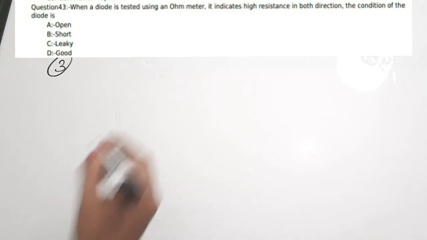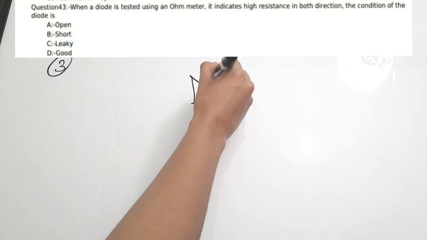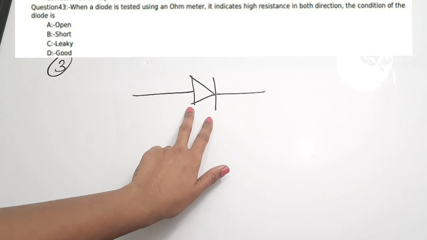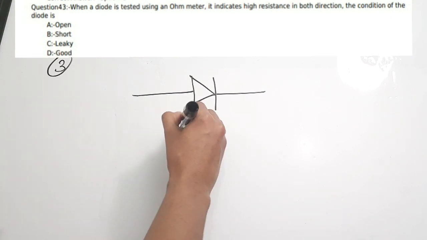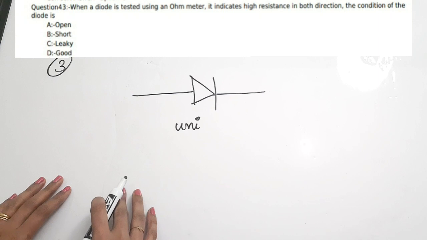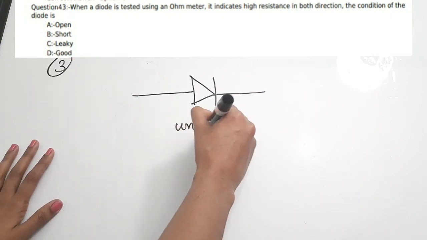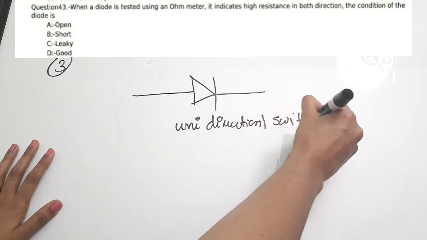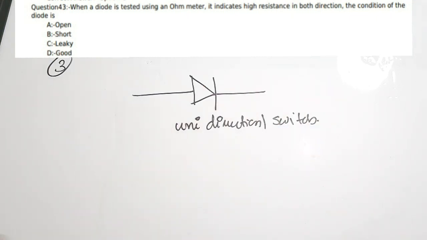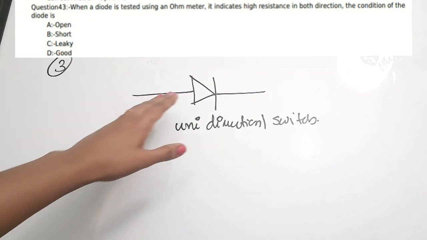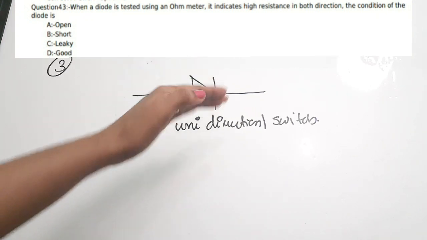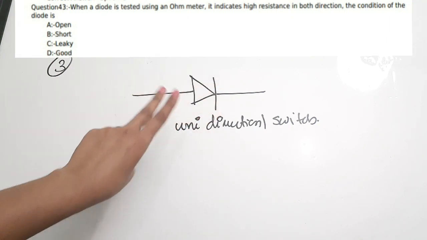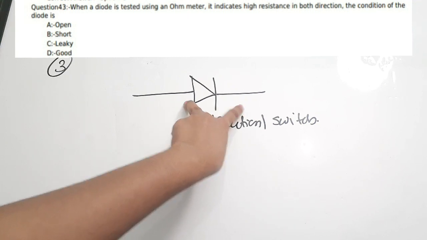So you can denote a diode like this. There is an anode, there is a cathode. This diode, a very basic diode or a PN junction diode, we can say is a unidirectional switch. And this is a basic property which we use in rectifiers. When the diode is conducting, the switch will be closed. When the diode is non-conducting, the switch is open and there will be high resistance on both these terminals.